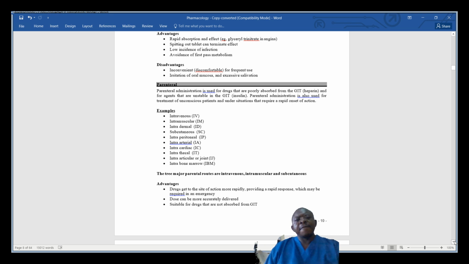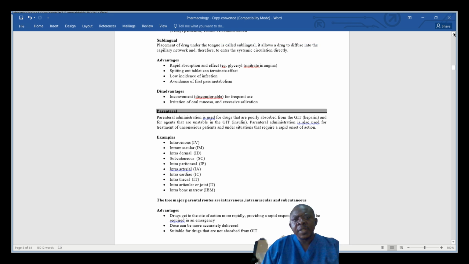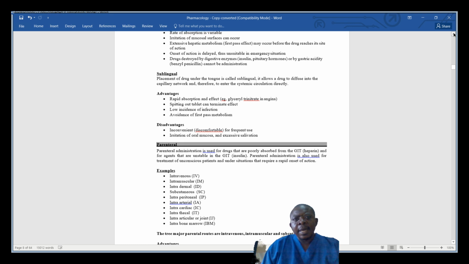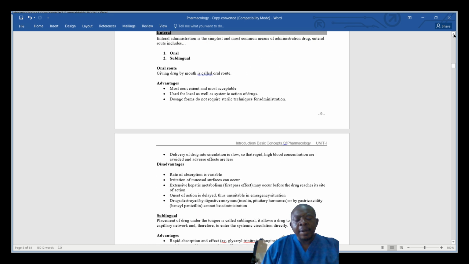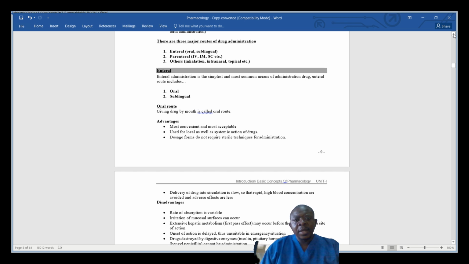All right, so we have been looking at administration of the drug using the oral route. We have talked about using the sublingual route. We have talked about using the oral route. Collectively, this we say is enteral. So what is it? Enteral administration is the simplest and most common means of administration of the drug through the GIT. So enteral routes include oral and sublingual.